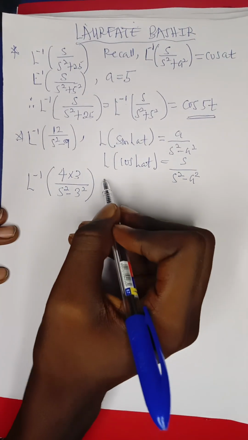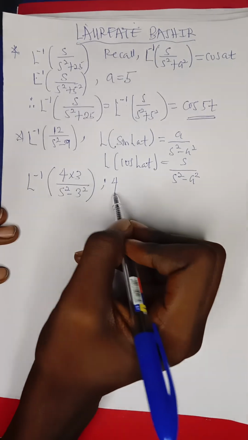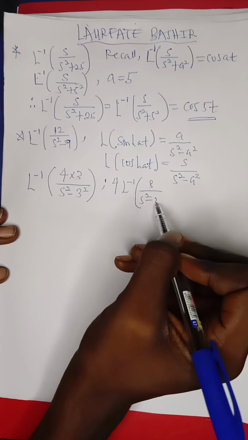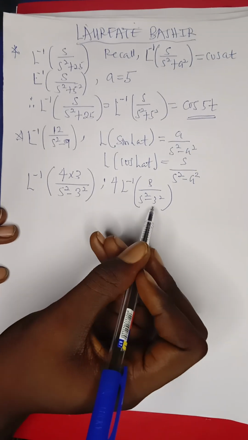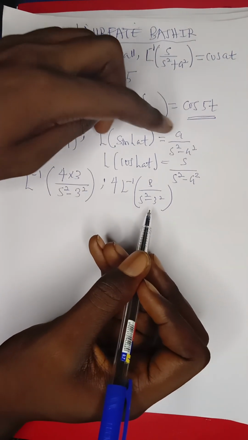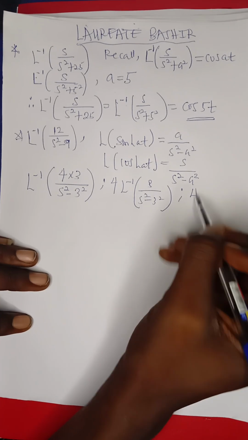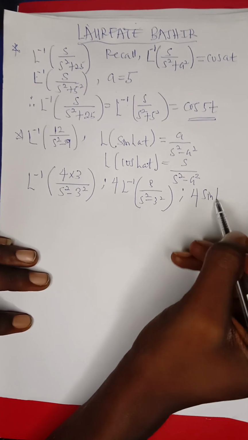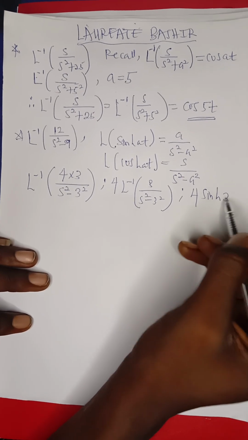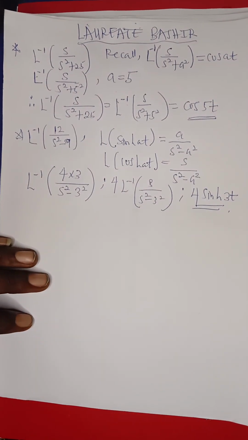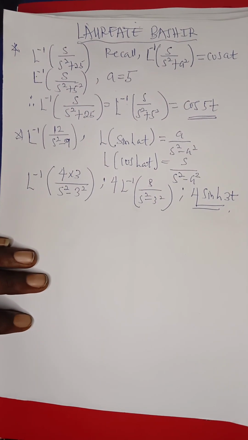So I can bring the 4 out, right? So it will be 4 Laplace inverse of 3 over s square minus 3 square. So 3 over s square minus 3 square, it resembles sine what? Sinh at. So therefore, finally, you can have 4 sinh 3t. That's the answer.